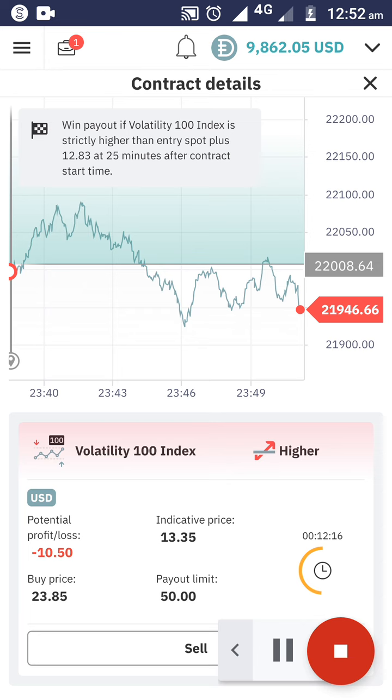Set your expiration time for your options trade to 25 minutes when trading higher and lower on DTrader. This is your sure way to profit from options trading.